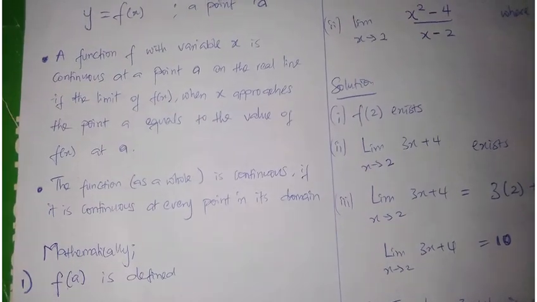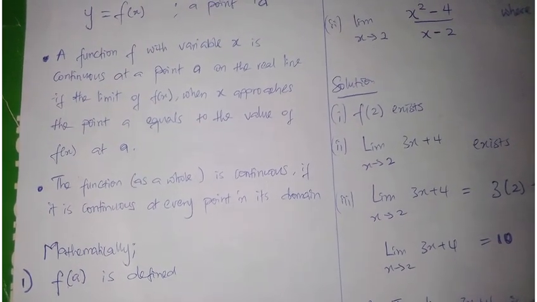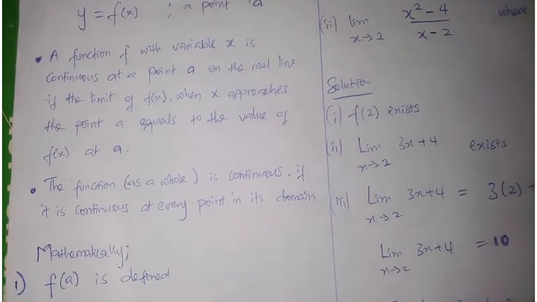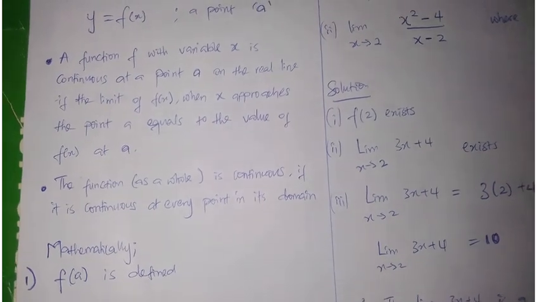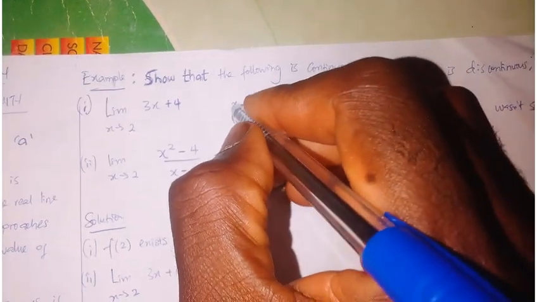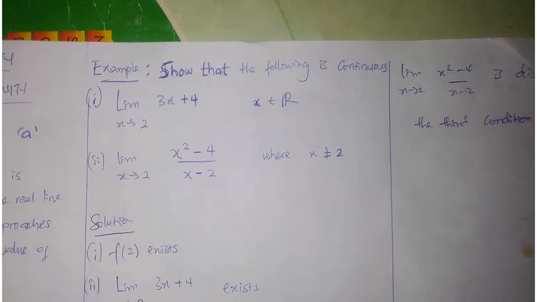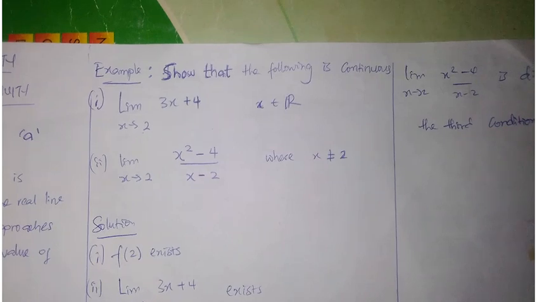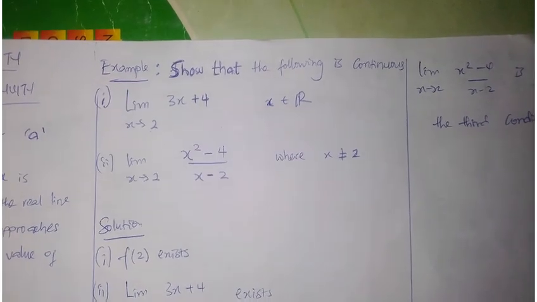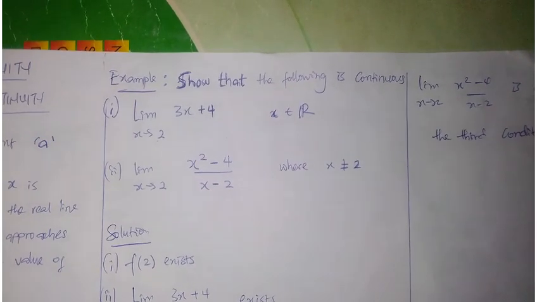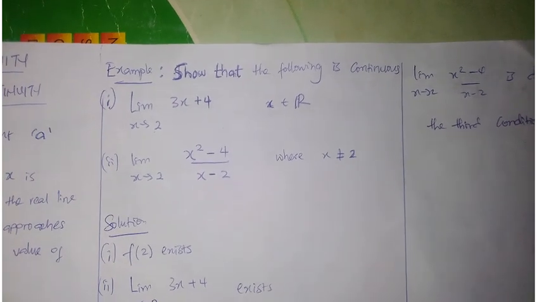As for our last class, a function as a whole is continuous if it is continuous at every point in its domain. This means that if I was given a function such as this, and x is coming from the set of real numbers. If you remember, in our first class under function, domain, and codomain, we explained relatively well what domain is, what codomain is, and what range is.